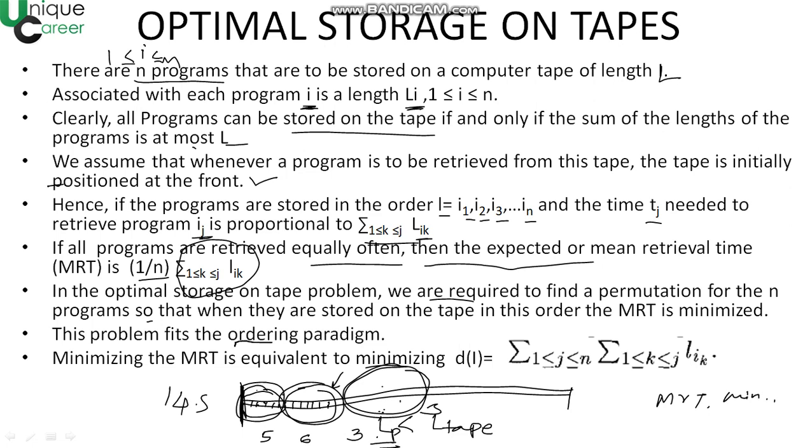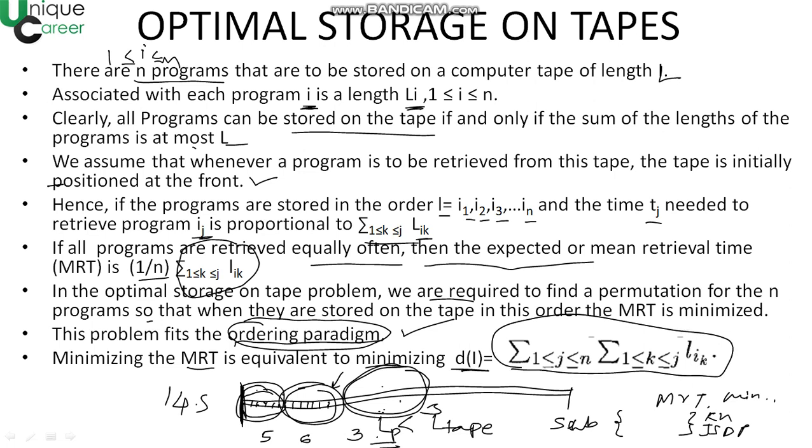Now this problem fits into the ordering paradigm. We have discussed some problems called the subset paradigm. I wanted to find out some subset in case of the knapsack problem and in case of the job sequencing with deadline problem. So they were all subset paradigm. Here I want to find an ordering, in which order the files are to be stored onto the tape. So this problem fits into the category of ordering paradigm. Minimizing the mean retrieval time is equal to minimizing the total storage time, called D(L), which is the sum of the times of accessing all the files, and this sum we want to minimize.